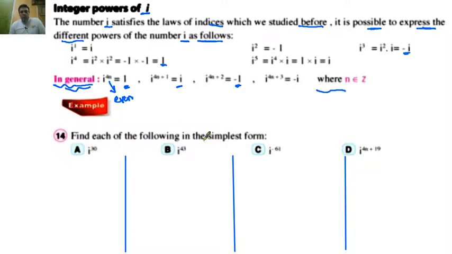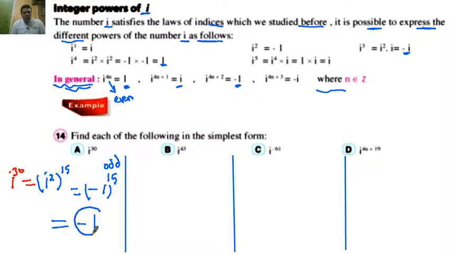Then find each of the following in its simplest form. i to the power 30. We can solve i to the power 30 as follows. First, we take i squared, because i squared equals negative 1. 30 divided by 2 equals 15. i squared, as we mentioned, equals negative 1. Negative 1 to the power 15. The power here is odd, so the negative stays negative. Then the result equals negative 1. Then i to the power 30 equals negative 1.